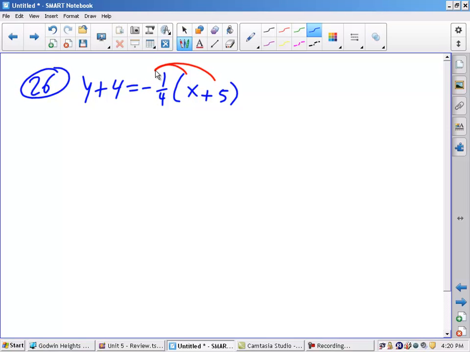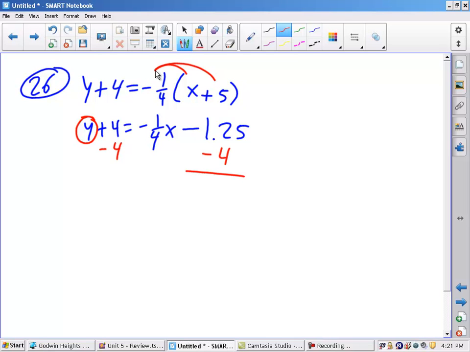So you get y plus 4 equals negative 1/4 x, and let's see, negative 1/4 times 5 will give you negative 1 1/4 or negative 1.25. And then to get this y by itself, I need to subtract 4 from both sides. And so I get y is equal to negative 1/4 x minus 5.25.